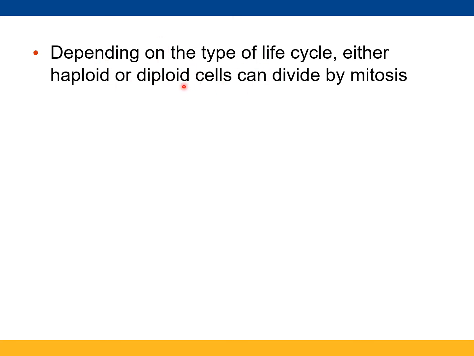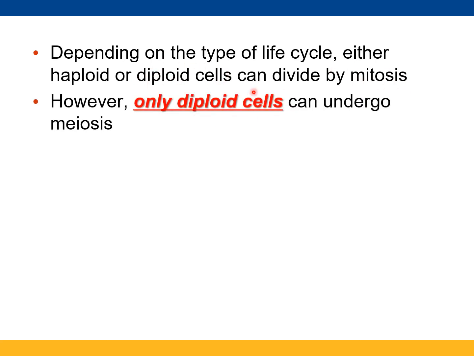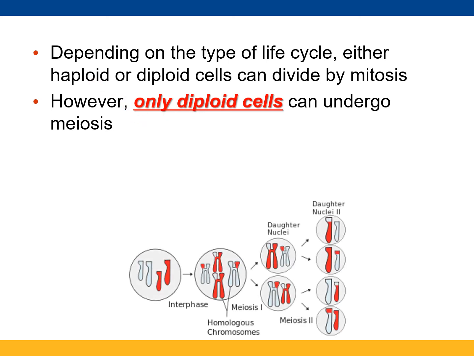Mitosis is the only way that haploid cells can divide. So when you have a gametophyte making gametes, it's actually a special kind of mitosis. Diploid cells, we talked about somatic cells, divide only by mitosis. But only diploid cells, regardless of the life cycle that you have, can undergo meiosis. You cannot have haploid meiosis.